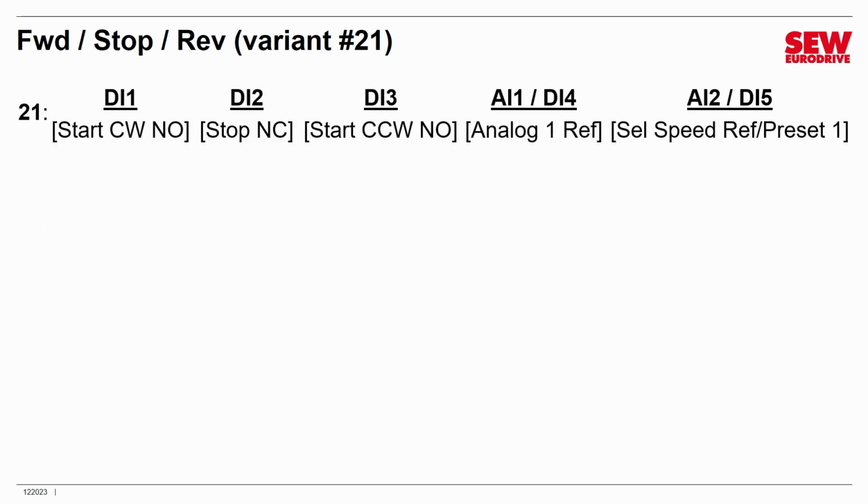Here are the signal assignments. Digital input 1 is connected to the start clockwise button. Notice it's identified with a normally open identifier. That just tells you what kind of push button you need. So we would push to start the VFD in the clockwise direction. Digital input 3 is the start counterclockwise button. It's also a normally open button. It's exactly like the one connected to DI1. The only difference is the VFD runs in the opposite direction.